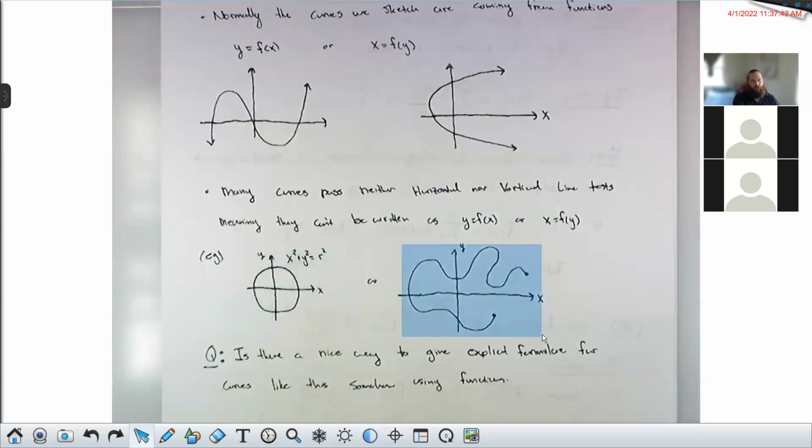And more general wonky looking curves like these, they don't pass the vertical line test, so I can't write them as a function of x. And they don't pass the horizontal line test, so I can't write them as a function of y.